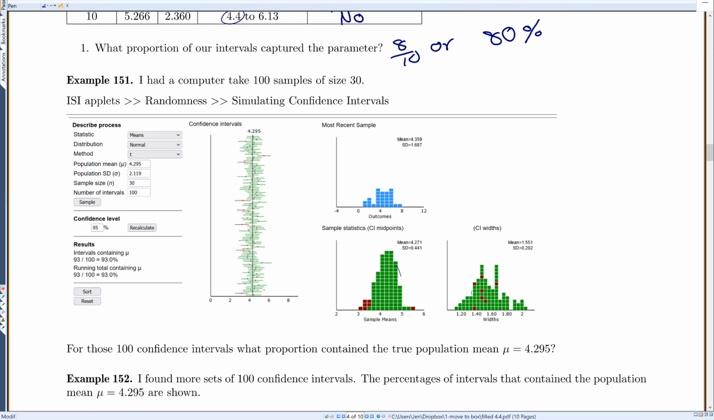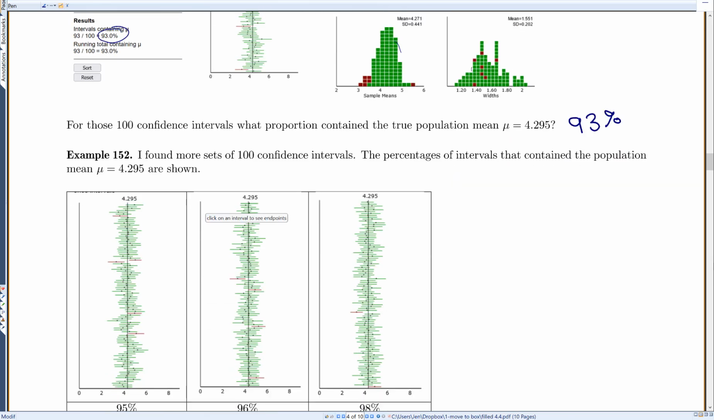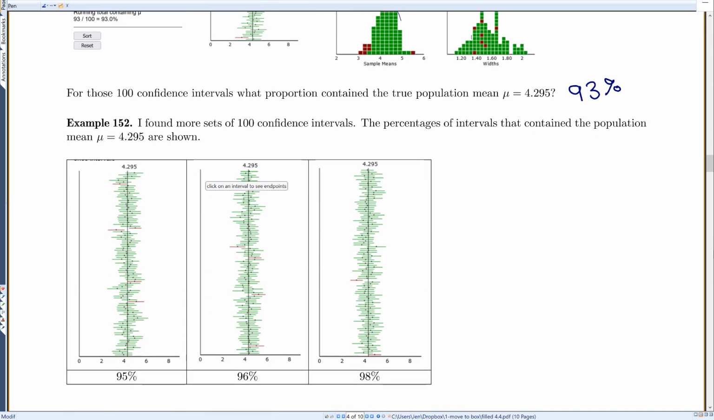Let's see. So for the set that I put on here, what proportion contained the true population mean mu of 4.295? It looks like 93%. So at 100 intervals, we're getting a little more predictable. I can tell you there were 93% from that set of 100. But I could find more sets of 100. So here's different sets of 100 confidence intervals.